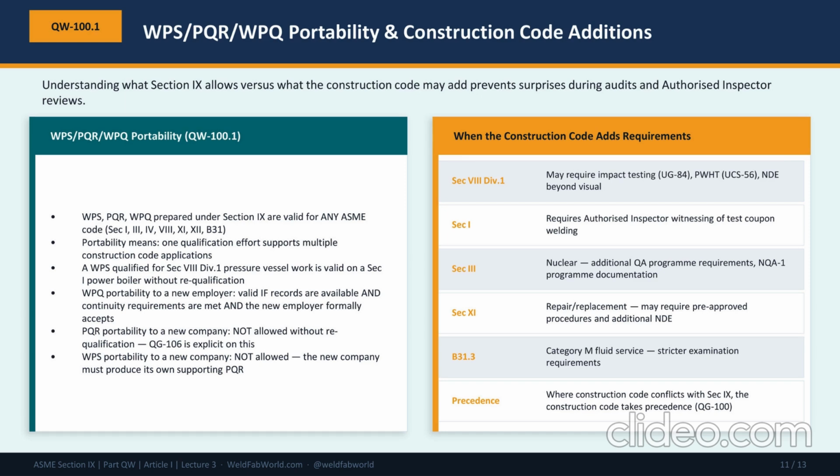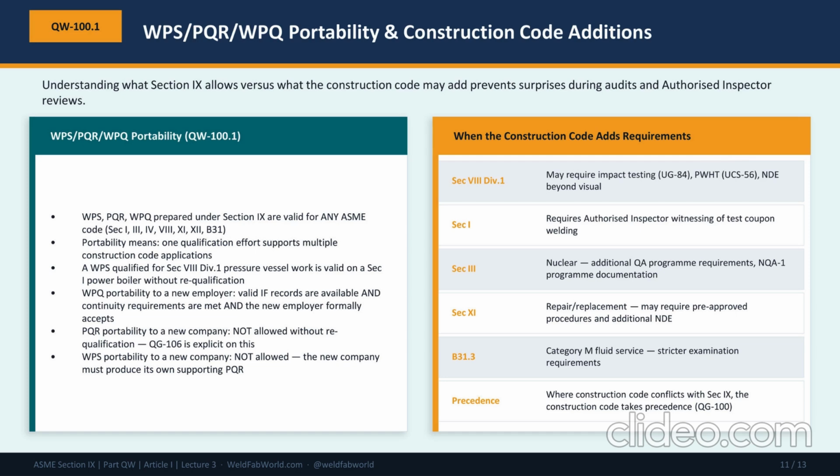Section 1 requires that the authorized inspector witness the welding of test coupons. Section 3 Nuclear fabrication layers on additional quality assurance program requirements, specifically NQA-1 program documentation, that go beyond anything in Section 9 itself. Section 11 repair and replacement procedures may require pre-approved procedures and additional NDE methods depending on the system classification. B31.3 for Category M high-hazard fluid service imposes stricter examination requirements than standard B31.3 service.